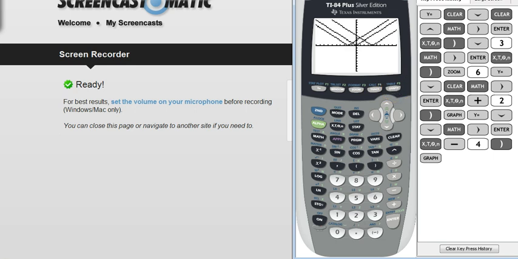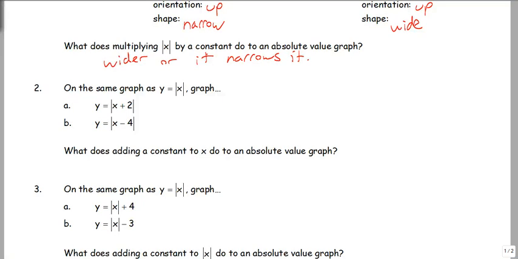So when we graph these, this is 2 units left, 4 units right. What does adding a constant do to the absolute value graph? It shifts it left or right.